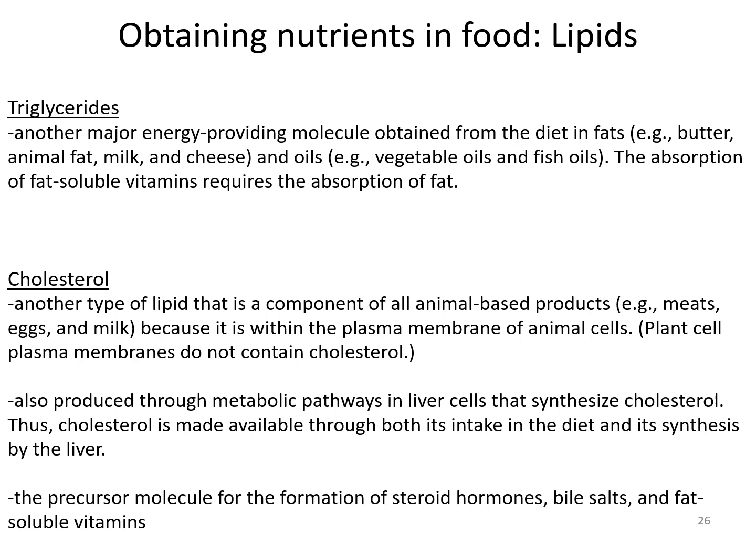More on lipids, you've got the triglycerides. Another major energy providing molecule obtained in the diet is fat. So carbohydrates are more of your short term, and triglycerides are more of your long term energy providing molecules. So butter, animal fat, milk, cheese, oils, these are going to be high in triglycerides.